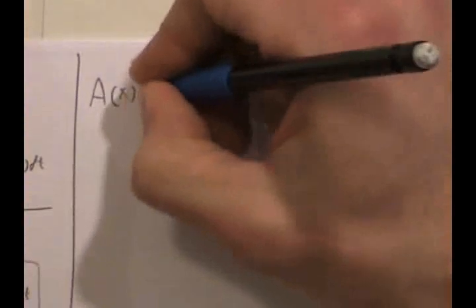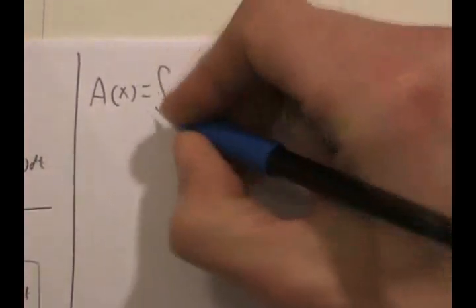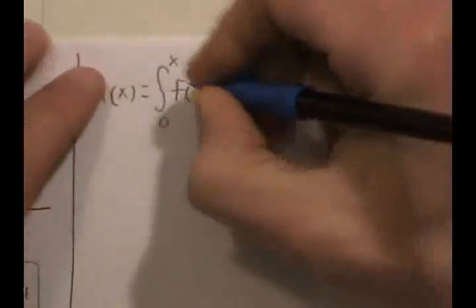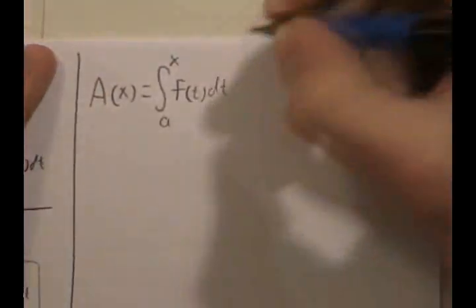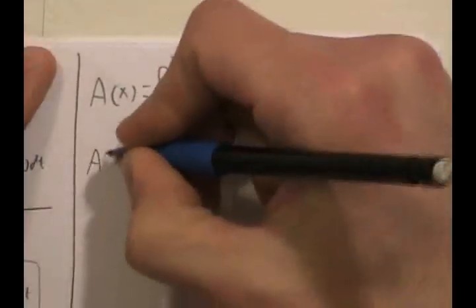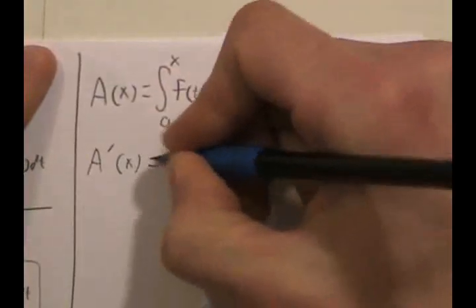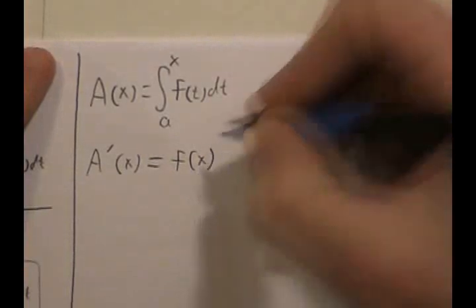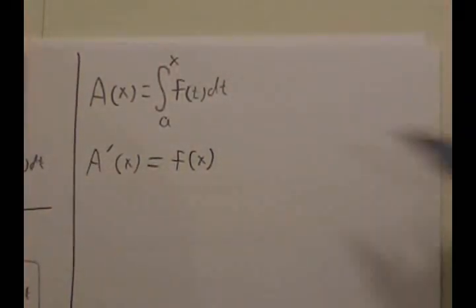Okay? The whole purpose of this, the importance of this, was to show that. I'll write it down succinctly here. If A of x is an accumulation function between a and x for some function little f of t dt, then its derivative, A prime of x, is just the function that's being accumulated. This is the money shot.